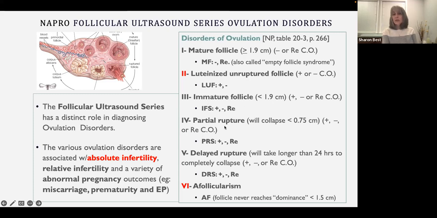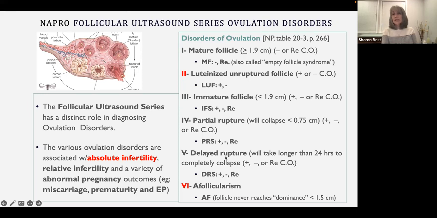We can have what we call a partial rupture. Generally speaking, when this follicle ruptures and the egg comes out, we have a collapse of greater than 0.75 centimeters when this corpus luteum forms. When we have a collapse that's less than that size, that's why we have the ultrasonographer measuring each day, we know that we have a partial rupture.